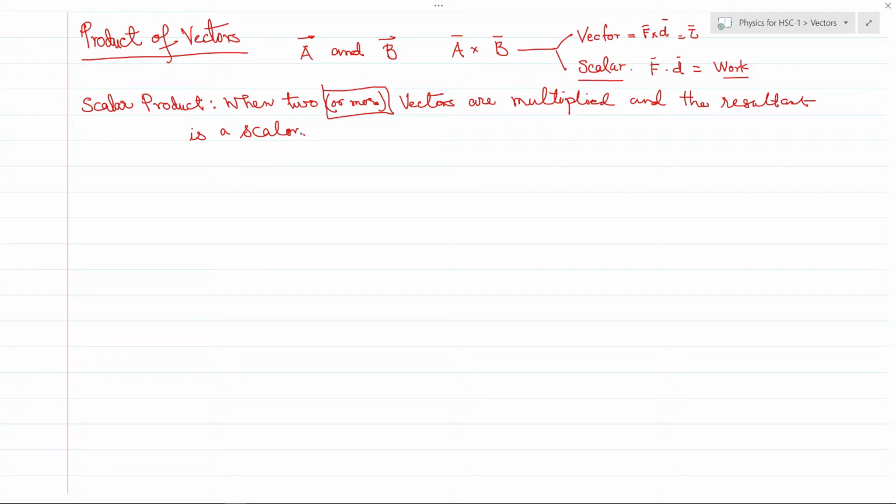As I gave you the example, work is a classical example where force and displacement, these two vectors are multiplied. This scalar product is represented by a dot, like A dot B equals C, which is a scalar quantity. Sometimes this is also referred to as dot product.